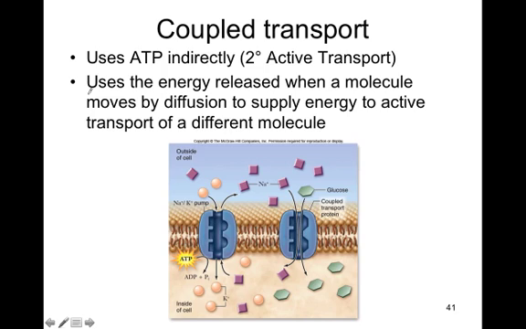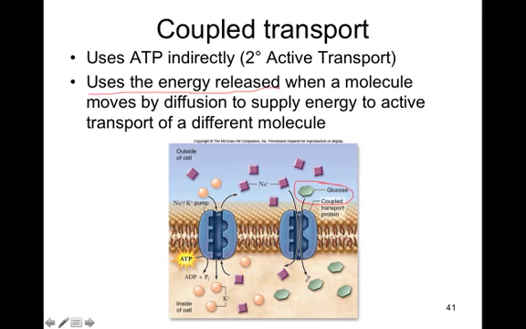This coupled transport uses the energy that's released because of the transport of sodium. So sodium is the molecule that's moving by diffusion after it's been powered by ATP over here, in order to actively transport glucose into the cell, because glucose is moving against its concentration gradient, but only because of the gradient we created with sodium. Lots of sodium outside, lots of glucose inside, but this transporter is open for glucose and sodium together, so we get to move glucose against its gradient.